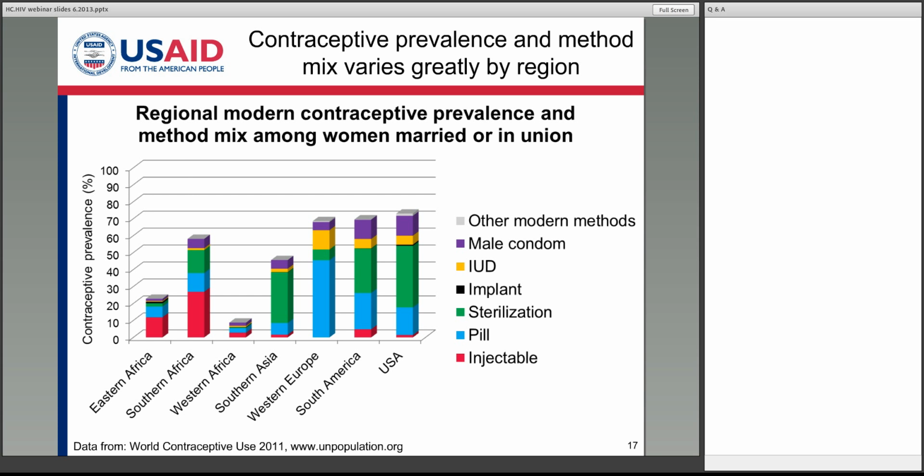Injectables offer several important qualities. They are highly effective, relatively long-acting, can be used covertly, and can be easily provided by community health workers, which is an important way of expanding services to underserved populations. Next slide.